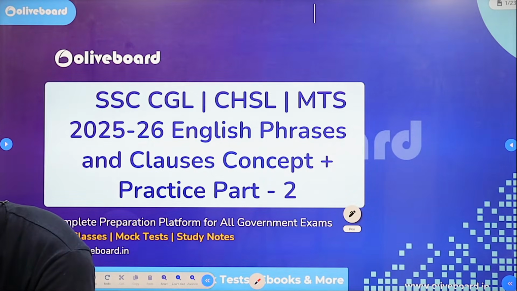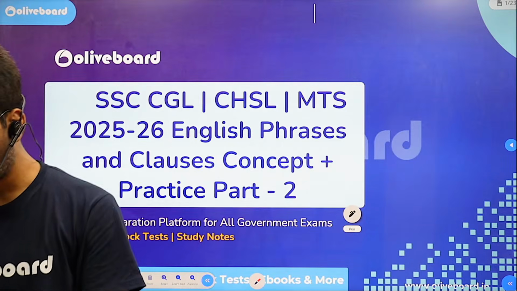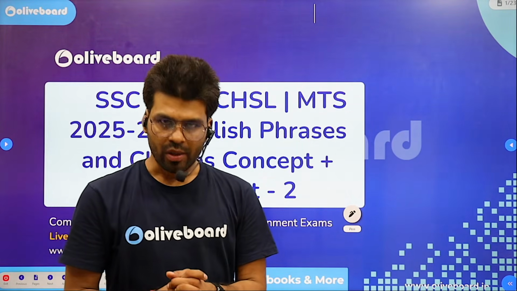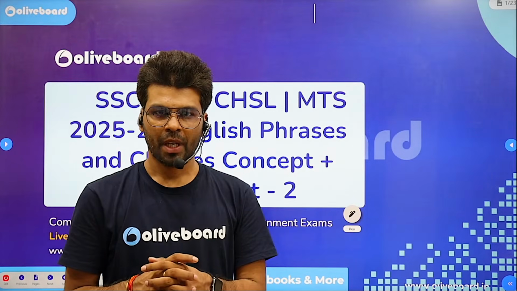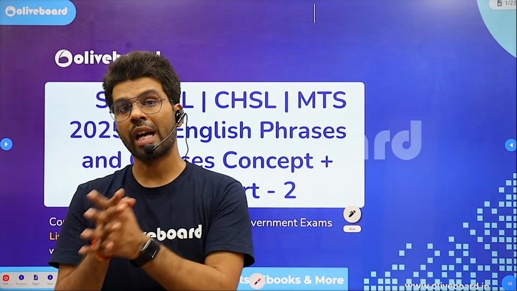On the previous turn, we discussed phrases in detail, not just the concept, but also practice. Today, we'll be emphasizing clauses in detail: dependent clause, independent clause, noun clause, adjective clause, adverb clause.